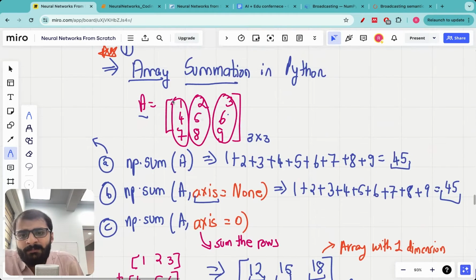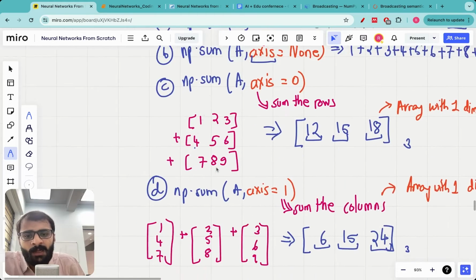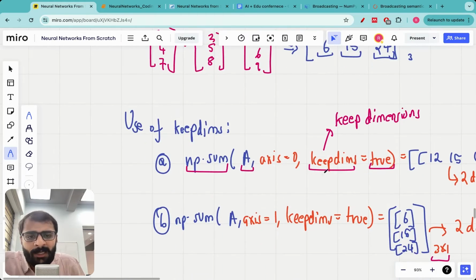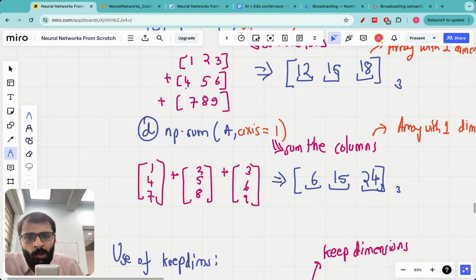So it's not as simple as just passing in the array. There are two additional arguments which we learnt about. The first argument is called axis, and the second argument is called keepdims, and both of them are very important if we want to sum along rows and if we want to sum along columns.